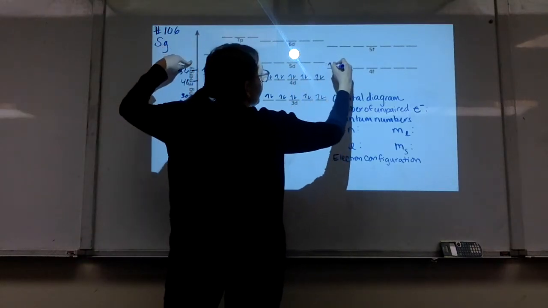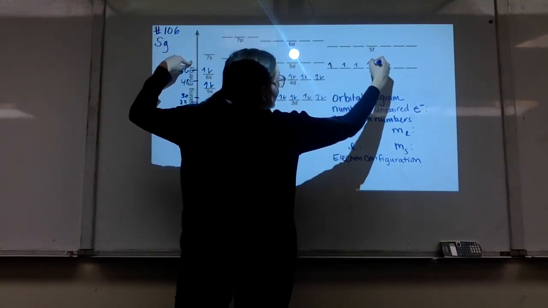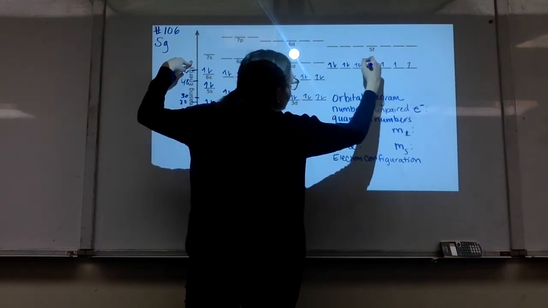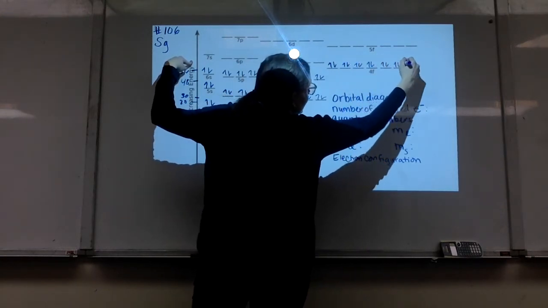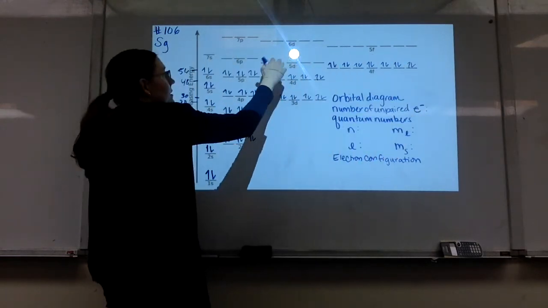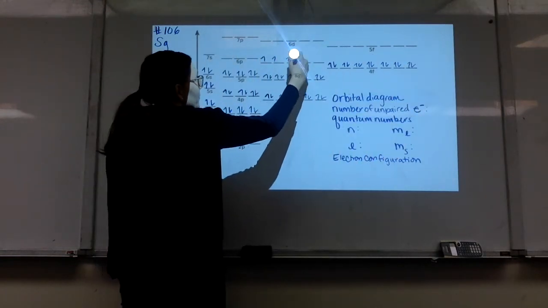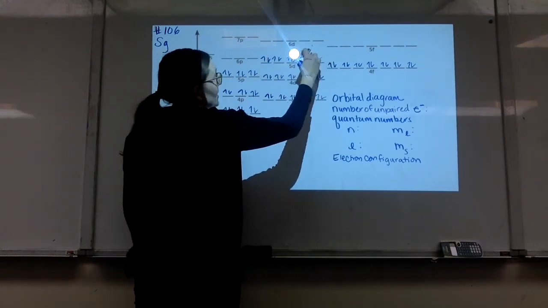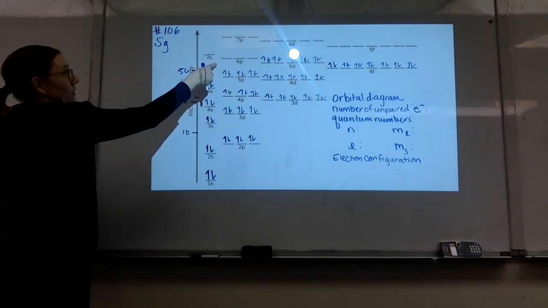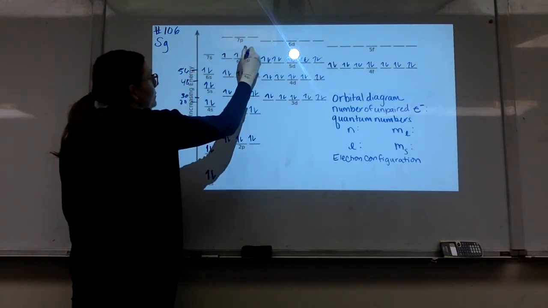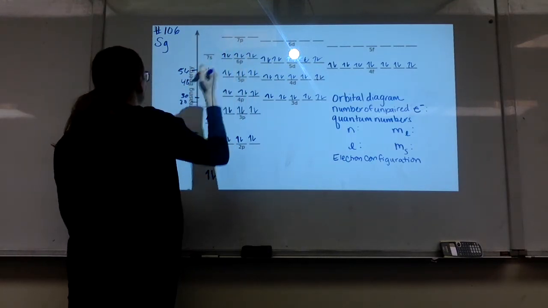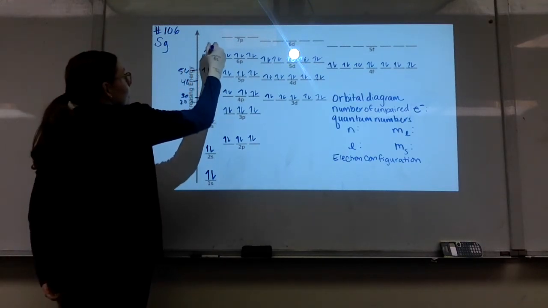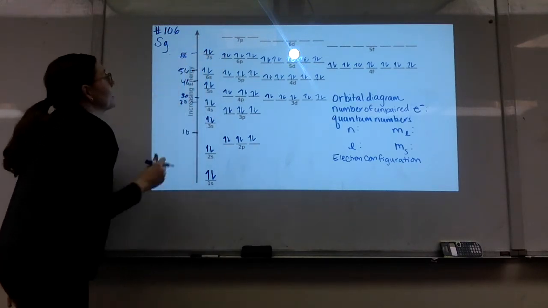So this is 57, 58, 59, 60, 61, 62, 63, 64, 65, 66, 67, 68, 69, 70. On to the d, 71, 72, 73, 74, 75, 76, 77, 78, 79, 80. All right, over to the 6p, 81, 82, 83, 84, 85, 86. All right, then the 7s, 87, 88. So we're at 88 electrons.